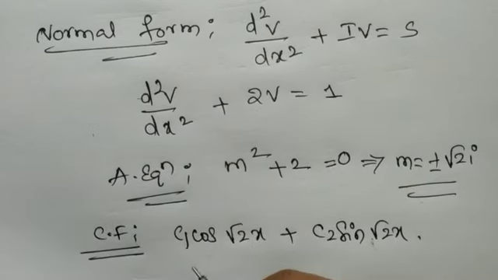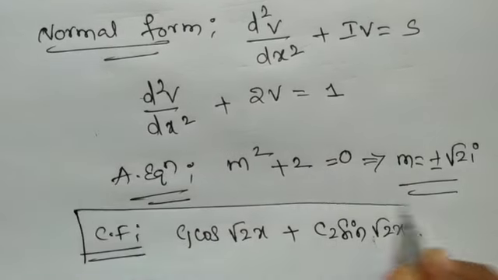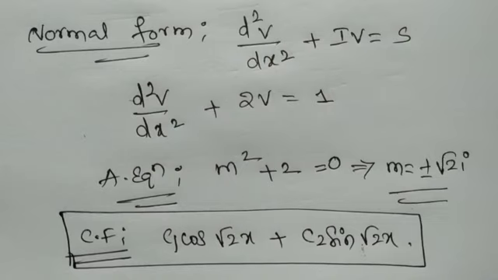So therefore e power alpha x value is 1. So the complementary function is c1 cos root 2x plus c2 sin root 2x. Next, to find the particular integral.